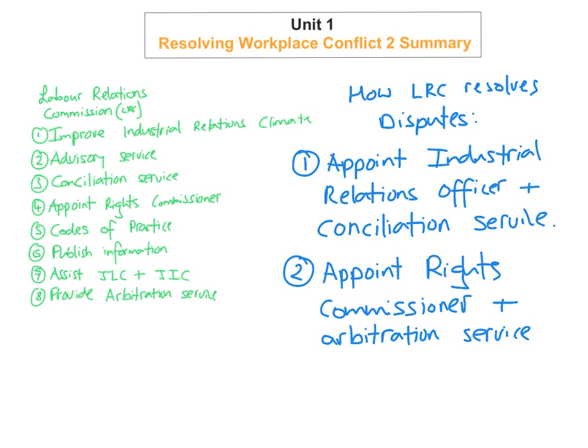Okay, so this is how the Labour Relations Commission solves disputes. It appoints an industrial relations officer, and they will listen to both parties and then try to come up with a fair solution to resolve the dispute. Or the LRC might go straight to appointing a rights commissioner, and they will investigate the dispute, and they will make a recommendation. However, it's not legally binding. However, it can be appealed, which will then go to the Labour Court, and the decision in the Labour Court will be legally binding. And this is an arbitration service.